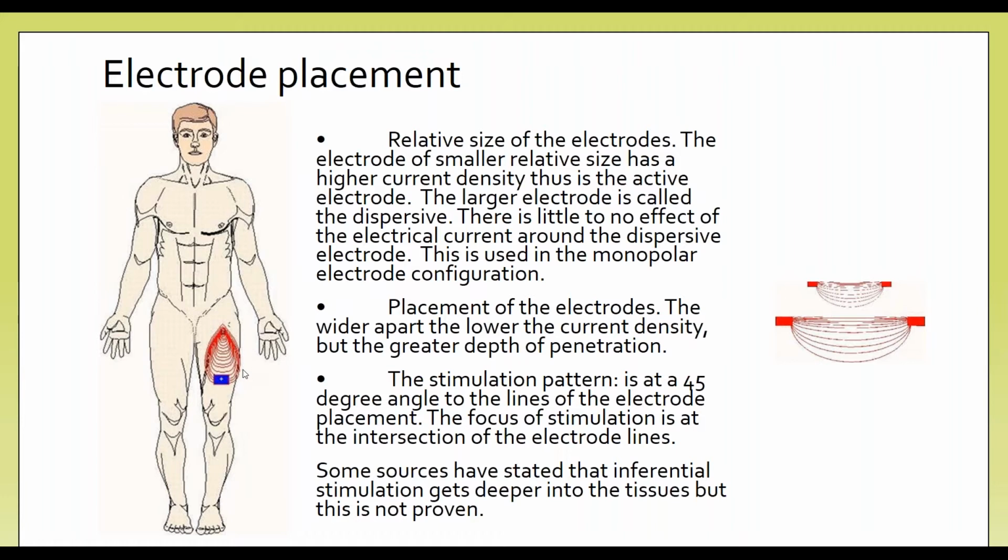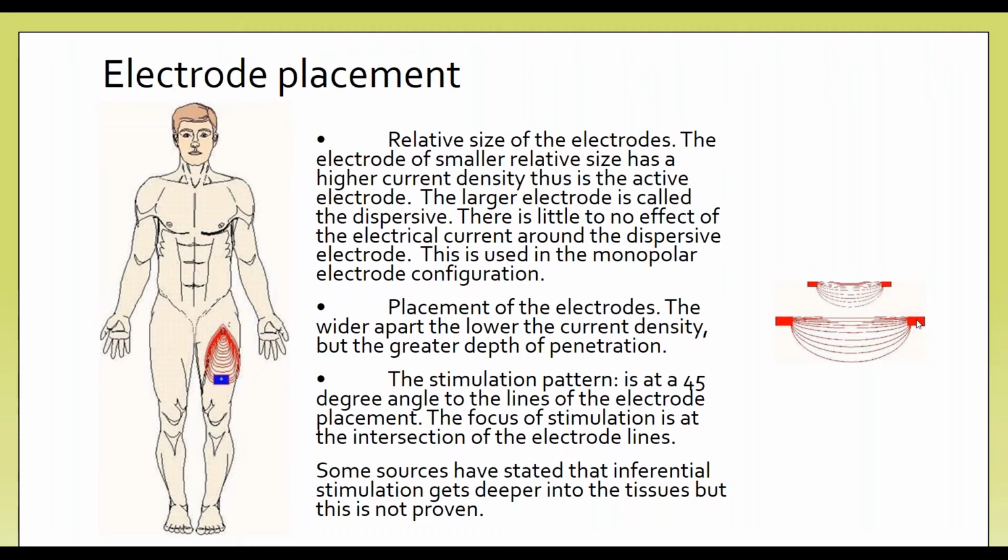Here I have two different size electrodes. I have a positive or a larger electrode, which is called the dispersive, and I have an active electrode. So most of the contraction is going to occur underneath this active electrode because there's a higher current density there than there is here. This is one way to set them up where you have a dispersive and an active. The closer they are together, the more superficial. The farther they are apart, the deeper you get.